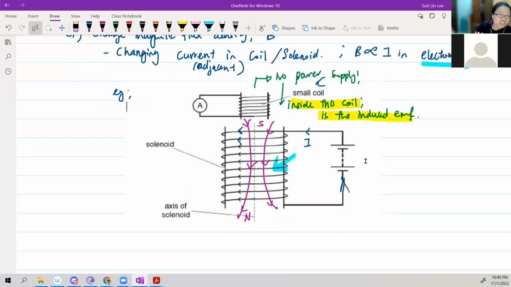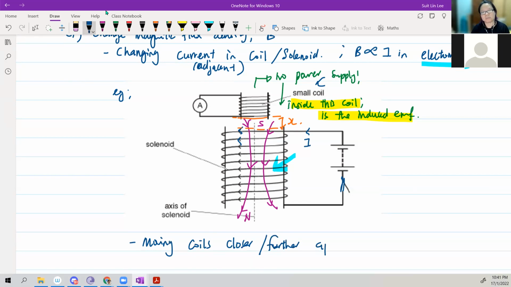Can. You can change the distance. Of course you can. But a bit harder to measure lah. Easier to measure this current ma. I just put an ammeter here to measure already. To measure the distance. Okay. The second option is to change the separation, the relative distance between these two coils, here to here, x. So you can, by moving coils closer or further apart.